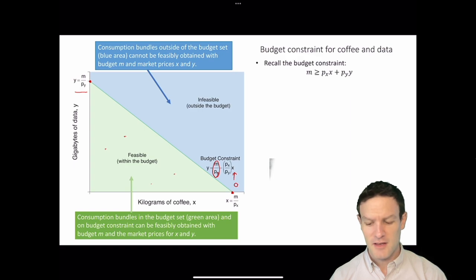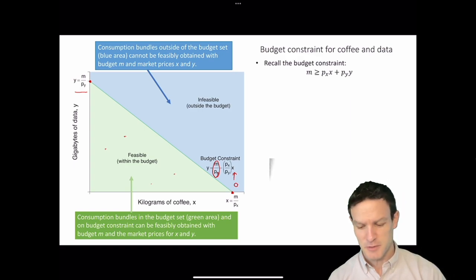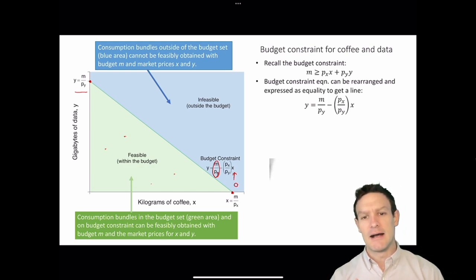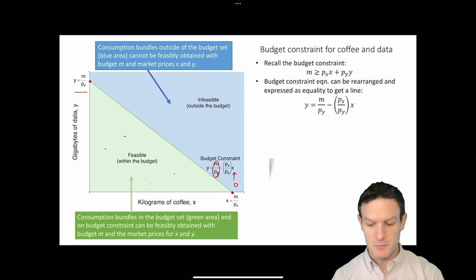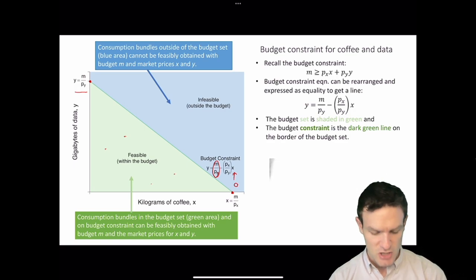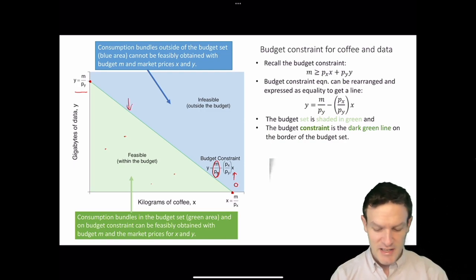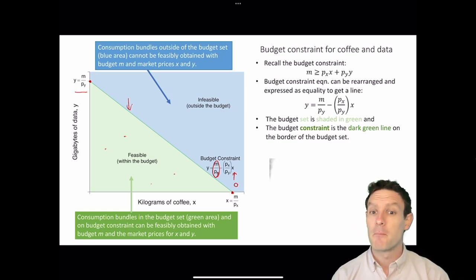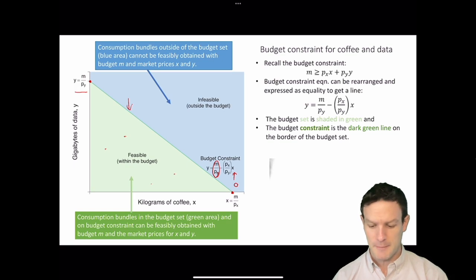Okay, so we had the budget constraint M greater than or equal to PxX plus PyY, and this budget constraint equation can be rearranged, as I just said, to express it as Y equals M over Py minus Px over Py times X. What have we done there? We've just made Y the subject of the equation and rearranged the terms. Now the budget set is shaded in green, and the budget constraint is the dark green line. Any of the points in the light green space are feasible, but if you choose those points, you are not exhausting your budget. If you're on the budget constraint, the dark green line, then you are using up all of your budget to spend on the goods X and Y.